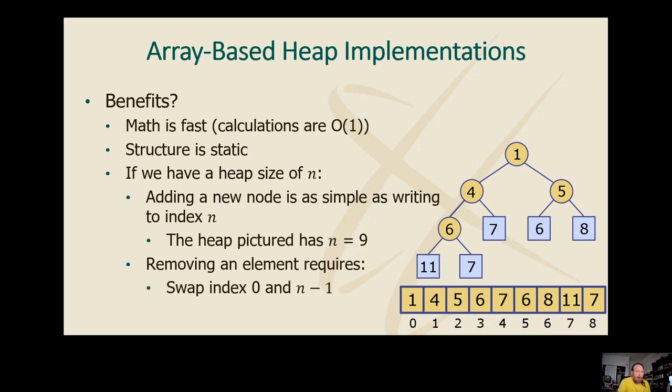Removing an element requires swapping index 0 and n minus 1, and then removing what's at index n minus 1. So this is fast, and we can get to any slot in big O of 1. The calculation to figure out where we need to go is big O of 1, and random access of an array is big O of 1. We are in perfect shape either way.